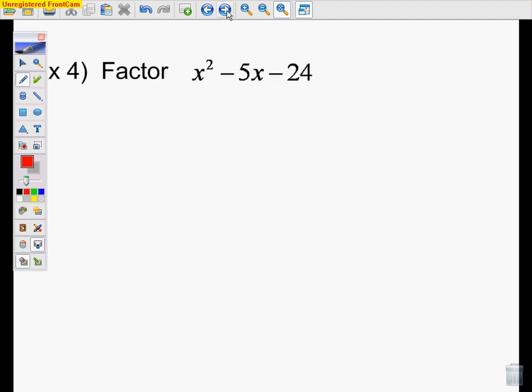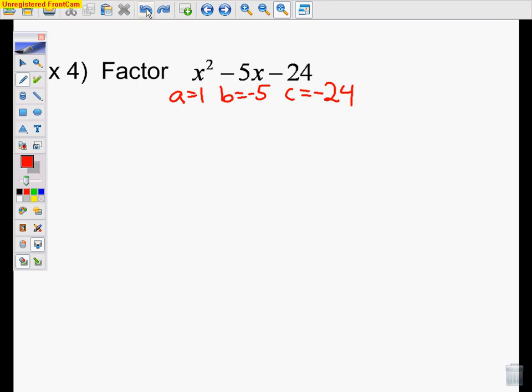Example 4. Here, a equals 1, b equals negative 4, c equals negative 24. Now again, let's think before we do this problem. Here, we have to multiply together to get a negative number and add together to get a negative number. I don't know why I wrote down negative 4 in that problem right there. That should be negative 5. All right, so we need to multiply to give you negative 24 and add together to give you negative 5.